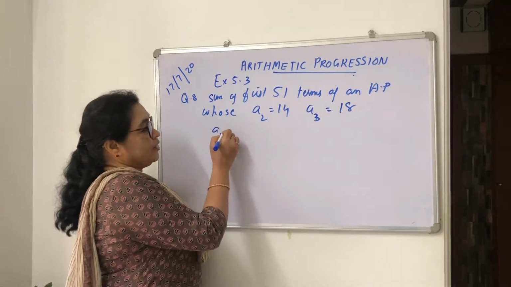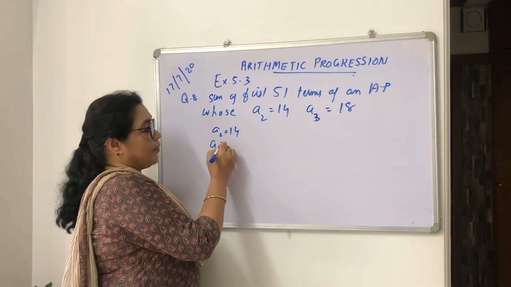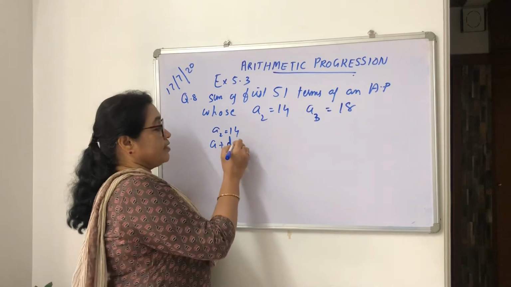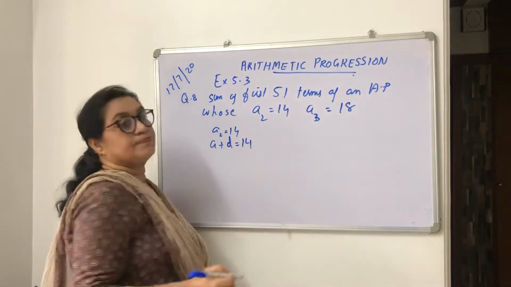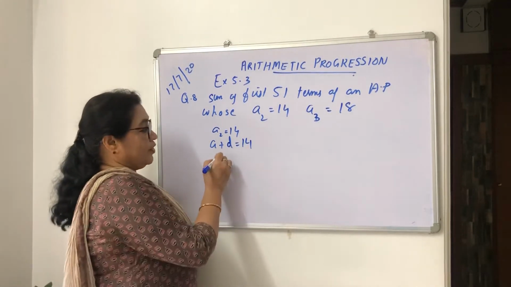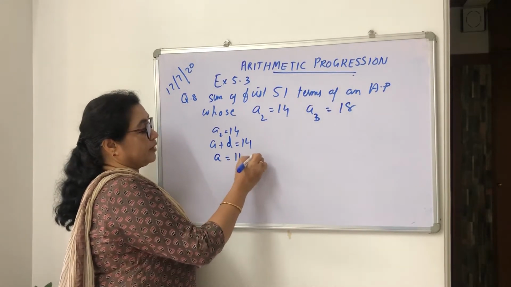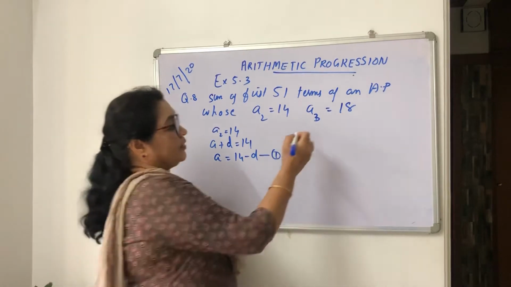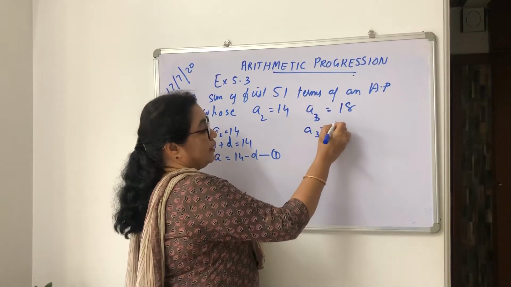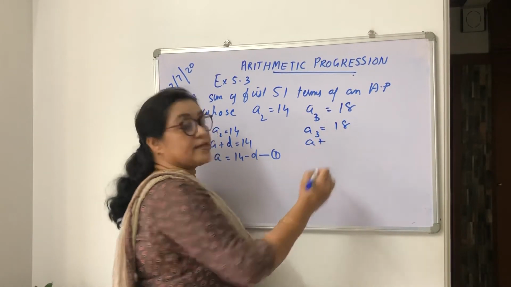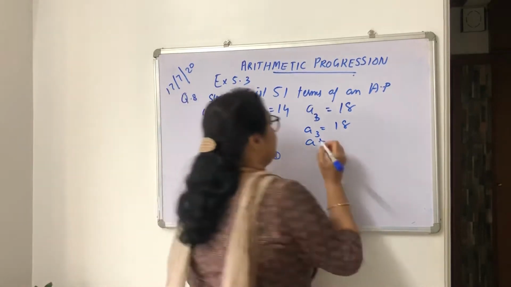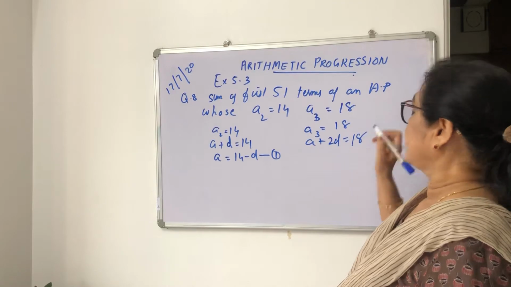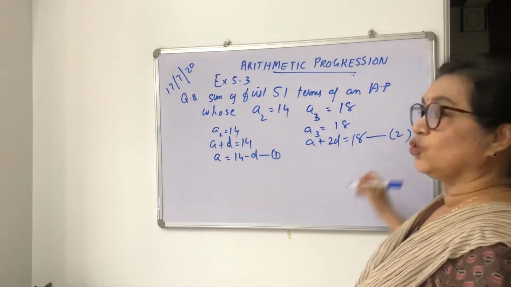A2 is 14 means A plus D. What is A2? A2 is A plus D, which is 14. So you can write A is equal to 14 minus D. Here A3 is equal to 18, that is A3 is A plus 2D is 18. This is equation 2.